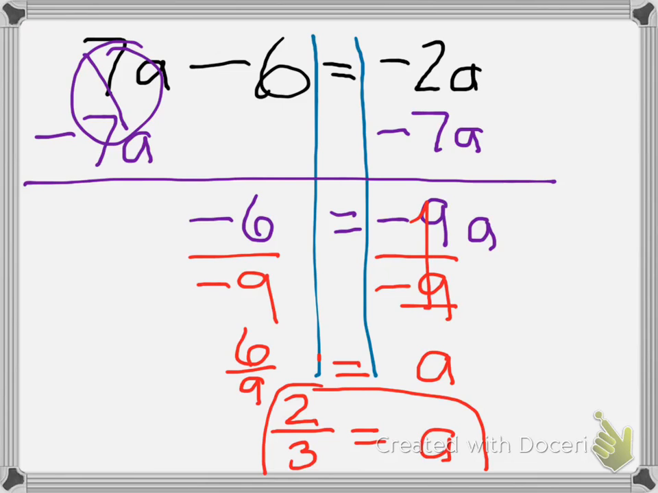So sometimes, as we just said, you may not have to move the smaller one. Just make sure you get all the a's, or all the variables, together, and then just work your problem like you normally have done. Okay?